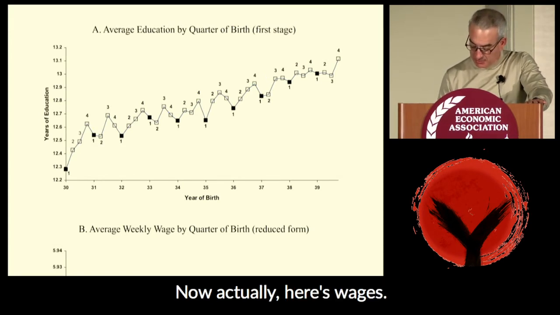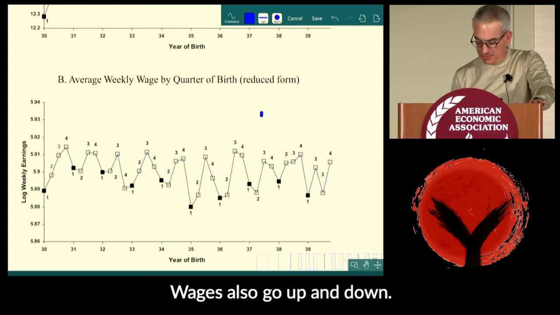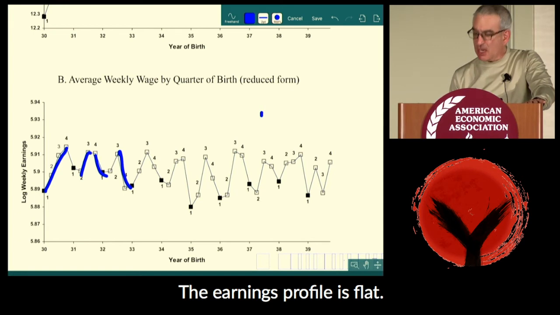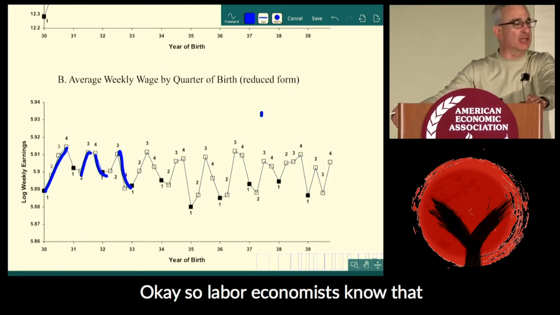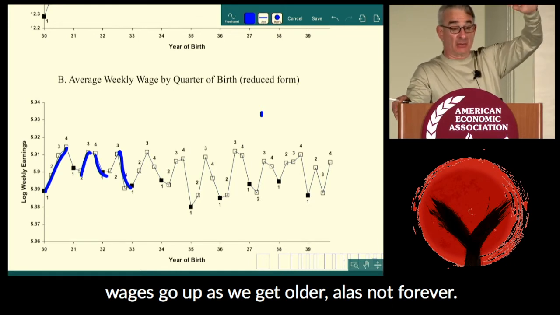Now, actually, here's wages. Wages also go up and down. These are men in their 40s. The earnings profile is flat. Okay, so labor economists know that wages go up as we get older.